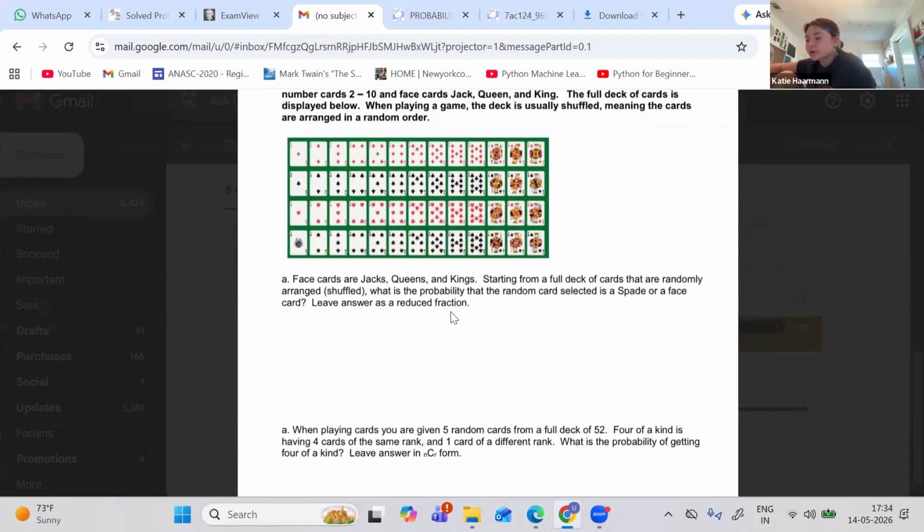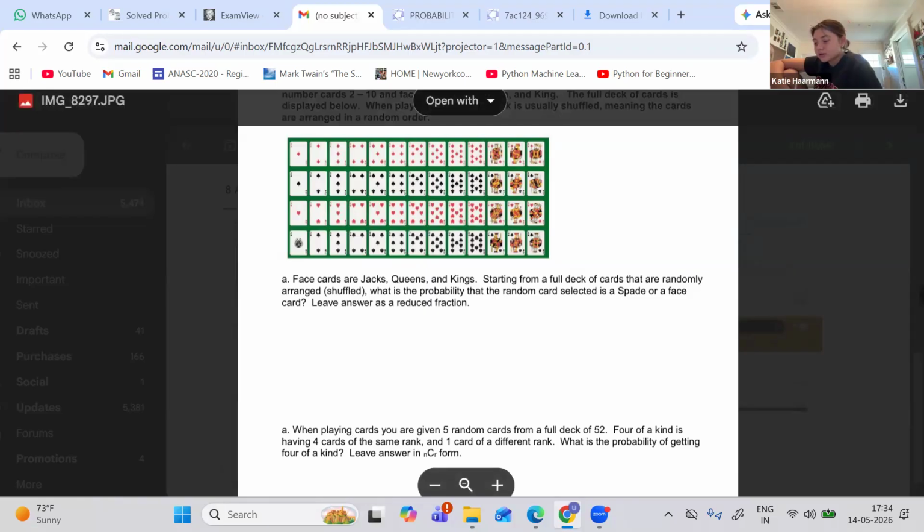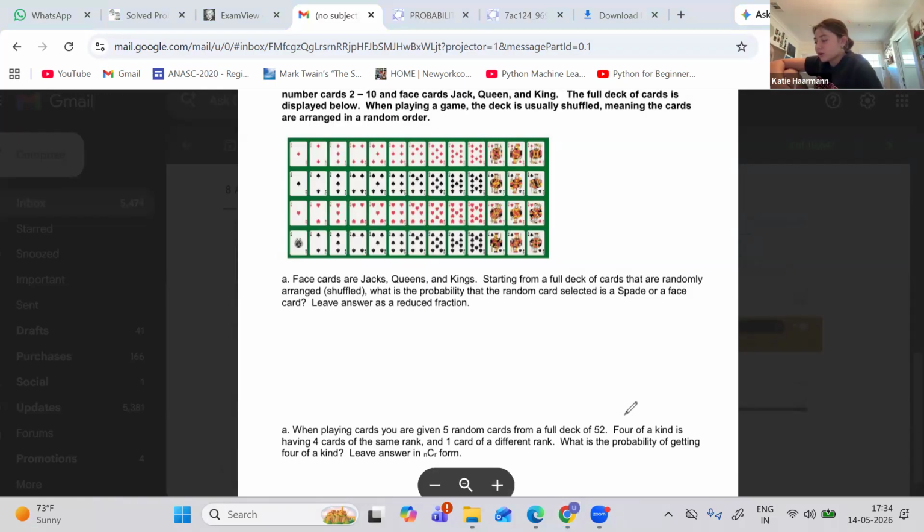Okay. A standard deck of playing cards contains 52 cards. The cards are divided into four. Okay, that's just telling you what the cards are. Face cards are jacks, queens, and kings. Starting from a full deck of cards that are randomly shuffled, what is the probability that a random card selected is a spade or a face card? Or. Okay, so this one you do spades over 52 plus face cards over 52 minus the intersection.